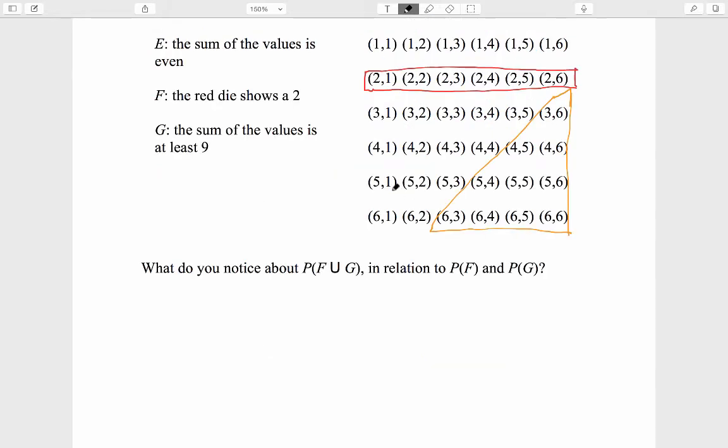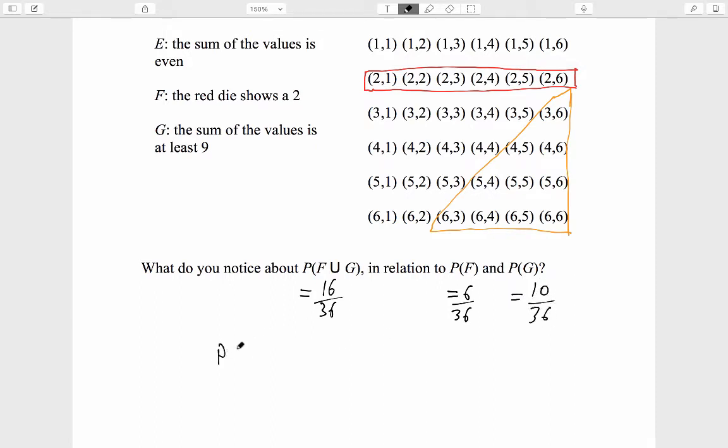As a follow-up question, what do you notice about the probability of F union G in relation to the probability of F and the probability of G? We find the probability of F union G by finding how many outcomes are in F, or in G, or in both. There are 16 total outcomes that fit that description. F itself contains 6 outcomes, and G itself contains 10 outcomes.